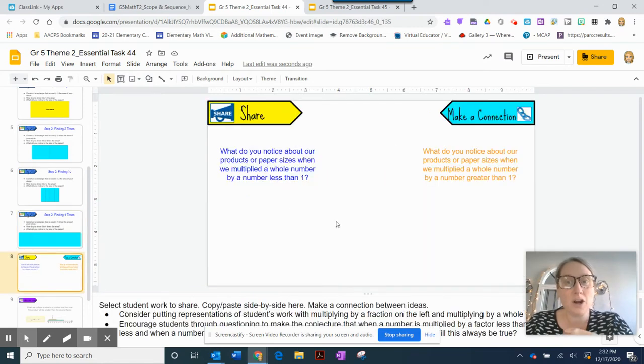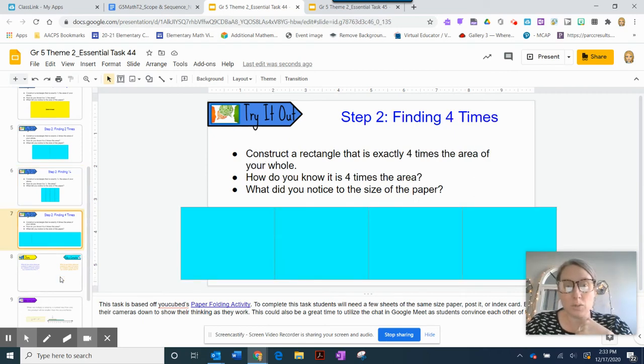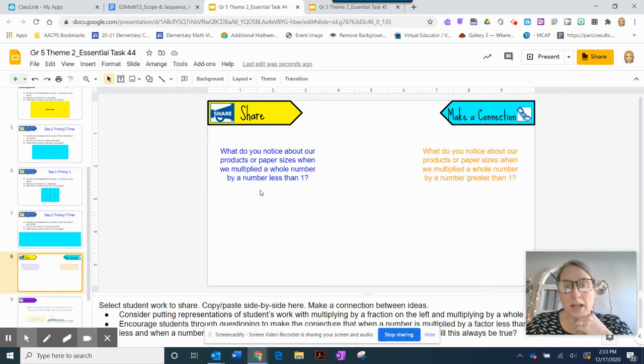So in our share and connect, we're going to talk about what do you notice about the product, right? Because we're multiplying 1/2 of one whole, or this is 1/4 of one whole, or 1/4 times one whole, right? 4 times 1. So what am I noticing when I multiply by a number less than 1? What am I noticing about the size of the paper when it's greater than 1?